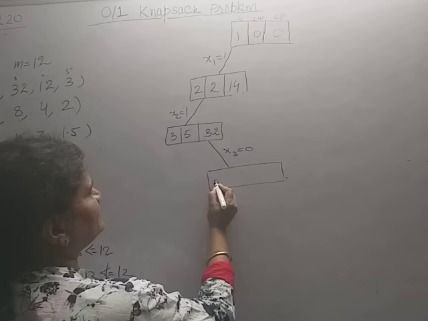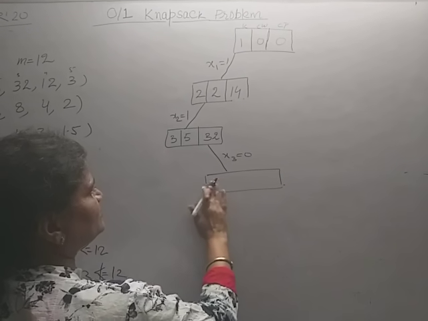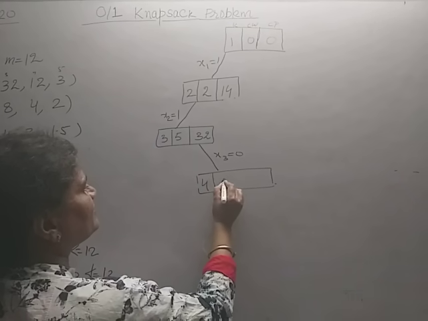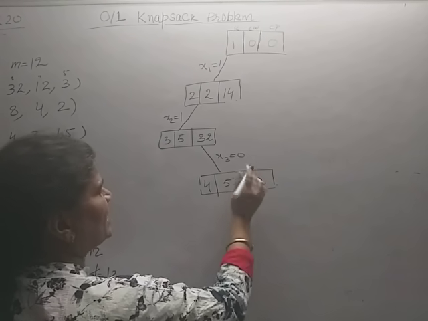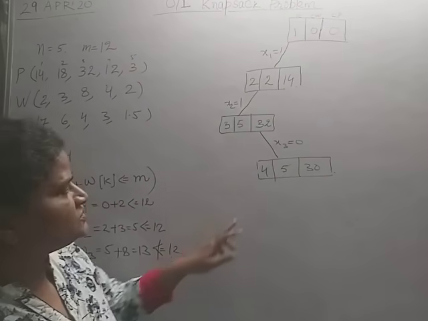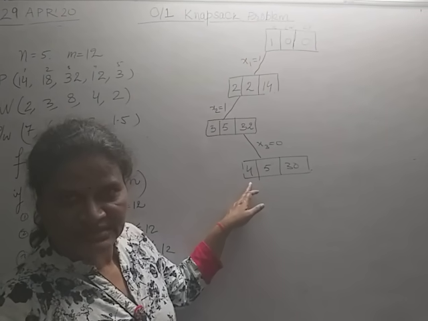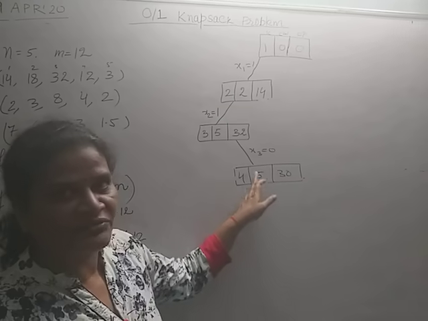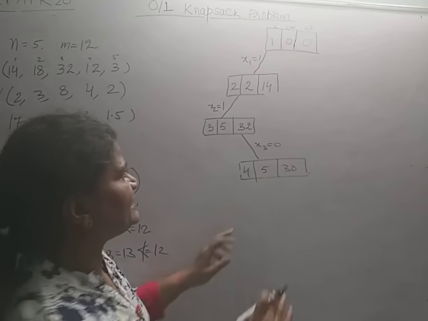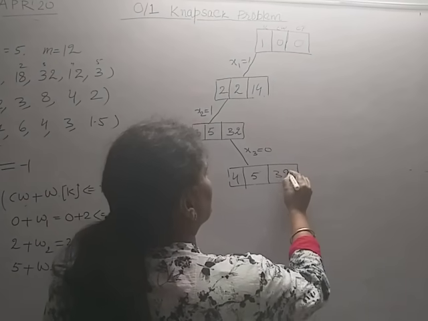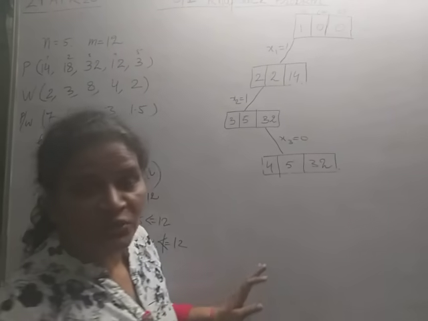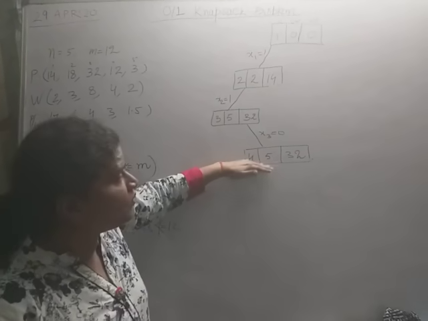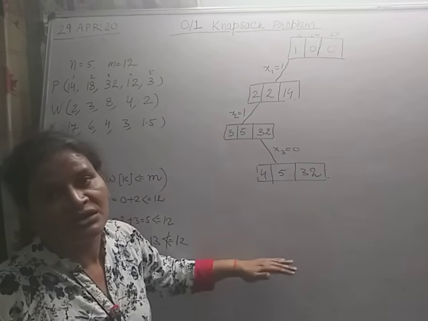Now the x3 is excluded. So 4, 5 and 32. As the third weight is excluded, now I will take the decision for the fourth object, but there is no change in the current weight and no change in the current profit.